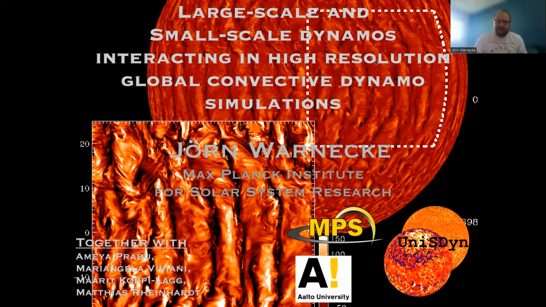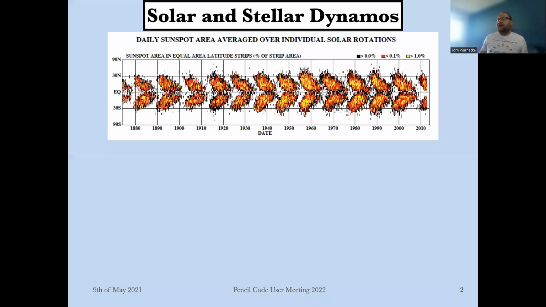One example is here in the background. We want to investigate how the large-scale and small-scale dynamos interact, or how they interplay. Just a general overview: if you talk about solar and stellar dynamos, you know all the butterfly diagrams. I probably don't have to explain that.